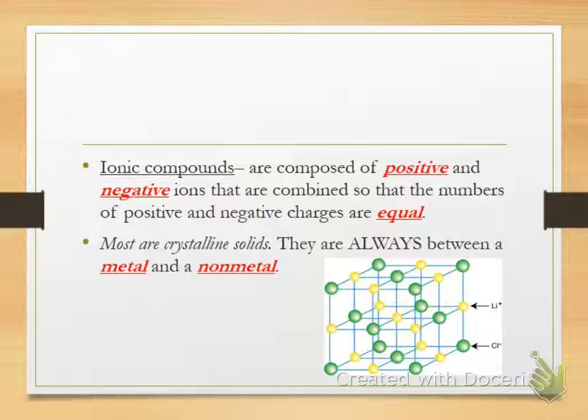The structure that you're looking at there is lithium chloride. And if you look at it, they alternate between positive and negatives. You'll never have 2 positives next to each other. You'll never have 2 negatives next to each other. It's an alternating arrangement. Positive, negative, positive, negative. Okay?